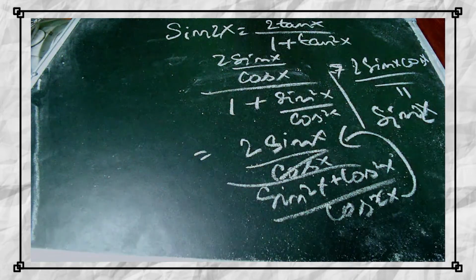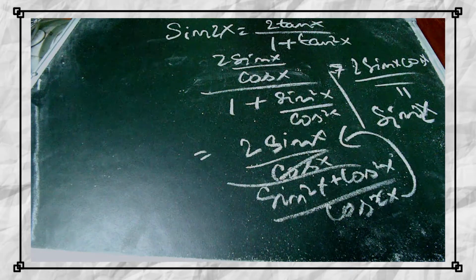So in this case, proving this formula was simpler by taking the RHS and bringing it to the form of LHS. So this was the derivation of the formula for sin of 2x in terms of tan x, that is sin of 2x equals 2 tan x whole divided by 1 plus tan square x. Now let's see what will be the value of cos of 2x in terms of tan x.